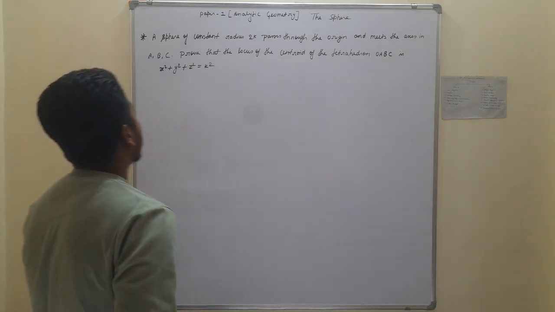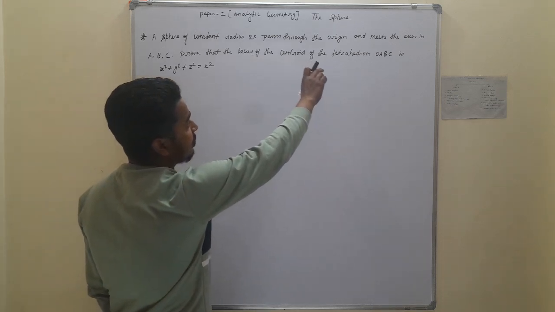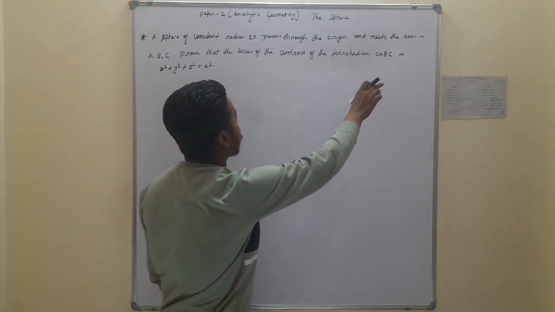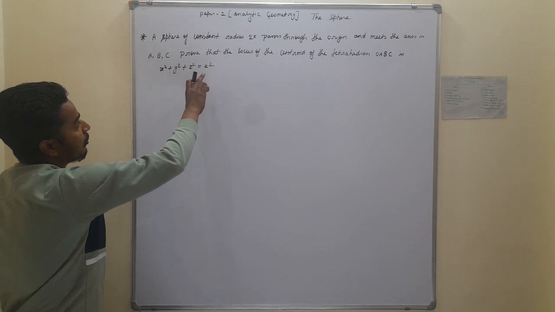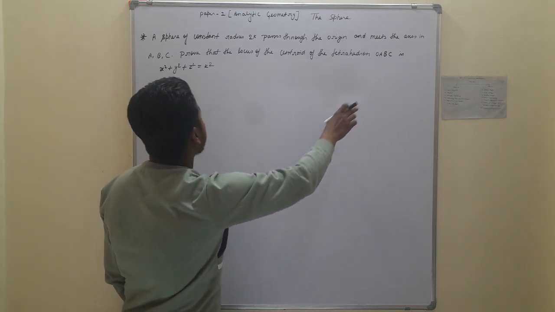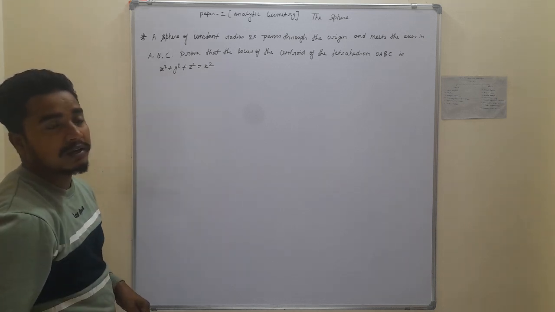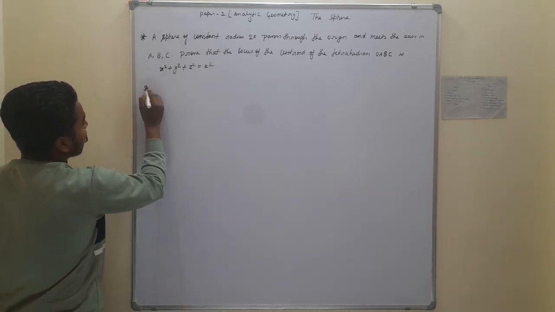The question is given: a sphere of constant radius 2k passes through the origin and meets the axes in A, B, C. Prove that the locus of the centroid of the tetrahedron OABC is x square plus y square plus z square equals k square. Let's solve the problem.